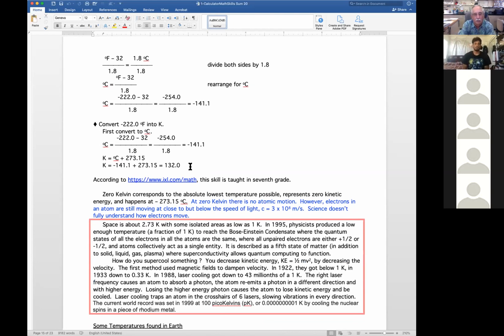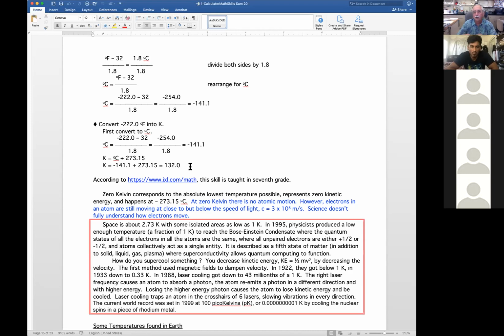If you ever come up with a negative degrees Kelvin, you know you did it wrong. So 0 degrees Kelvin corresponds to the absolute lowest temperature possible. It represents 0 kinetic energy. And when does that happen? At minus 273.15 degrees Celsius. At this temperature, there's no atomic motions.